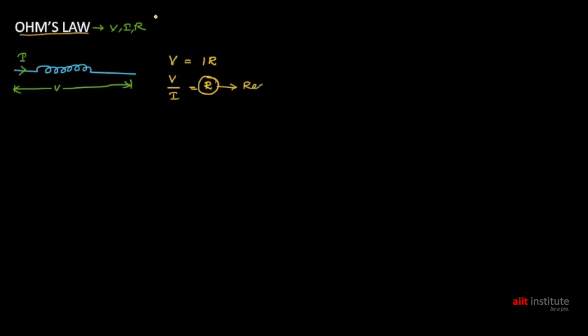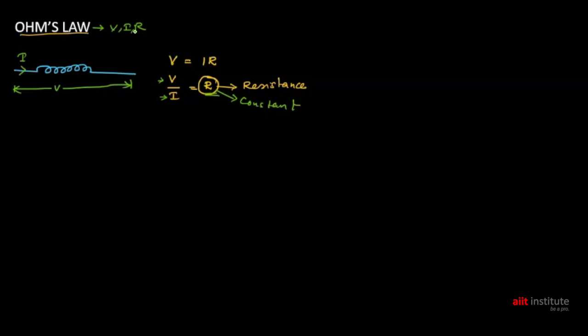This is the resistance that the material offers to the flow of charge, or the flow of current, through that material. It does not depend upon the value of voltage and current. For any given material, the value of resistance should not change. It should be a constant value. So that is what Ohm's law is saying.